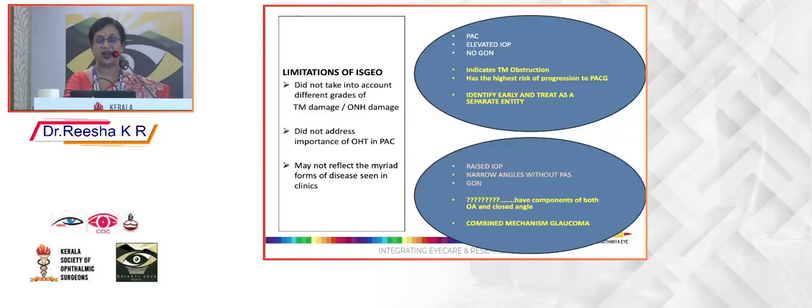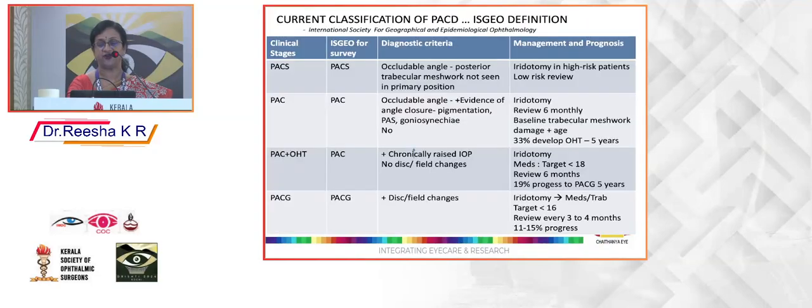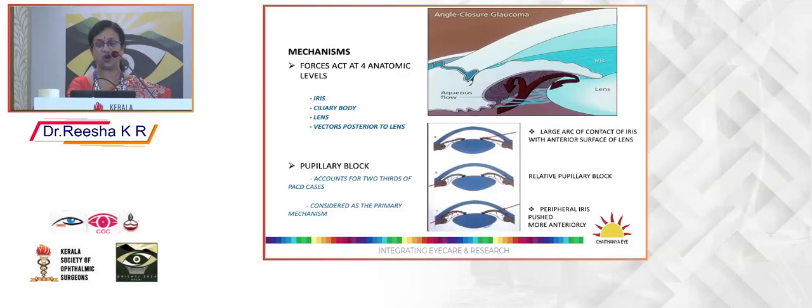Next, again, you can have narrow angles without PAS, and that means they have raised IOP, they have GON, but the mechanism has components of both open angle and closed angle, and that belongs to the combined mechanism group, which again is not reflected in this classification. So if you combine the clinical stages with the ISGEO classification, if you look into the third row, it encompasses PAC with the ocular hypertensives. It forms a separate category on its own.